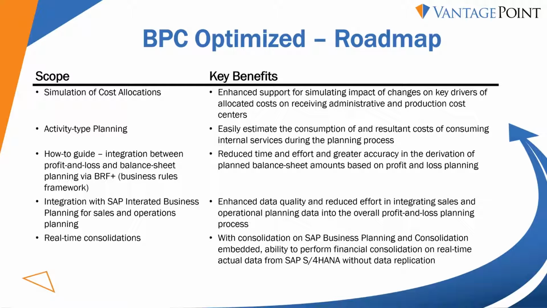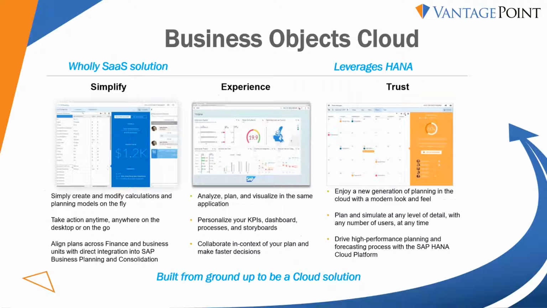You can see here the roadmap for S/4HANA, continuing to build out functionalities not only around financial planning but also activity planning and cost allocations, much like your simulations within the ERP system. There's tighter integration with Integrated Business Planning, or supply chain type planning solutions. Then here at the bottom, real-time consolidations, as we mentioned before. Ultimately, that's on the roadmap for Optimized as well.